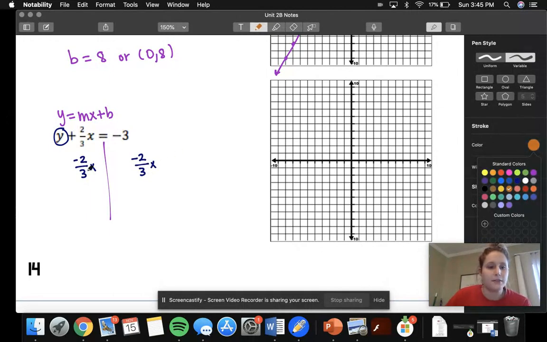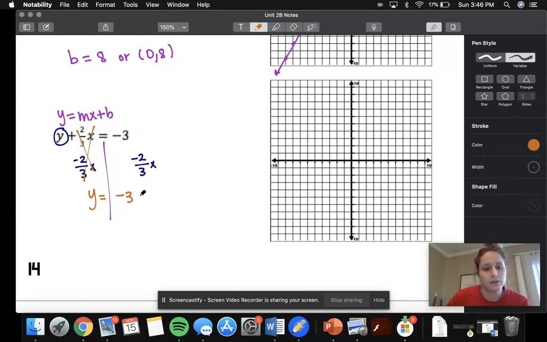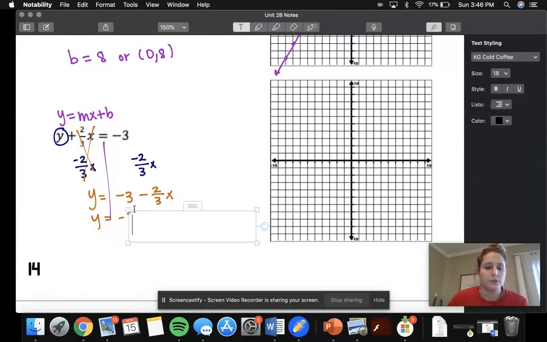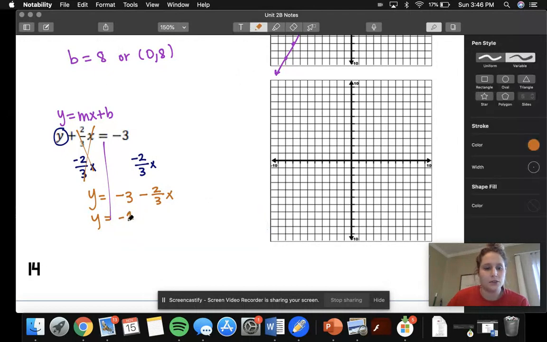A positive and a negative would make a 0. These are not like terms. This is a regular number. This has an x. So all I did was just write -3 and then minus the 2/3 x. You could rewrite it as negative 2/3 x minus 3. That is technically the same exact thing.